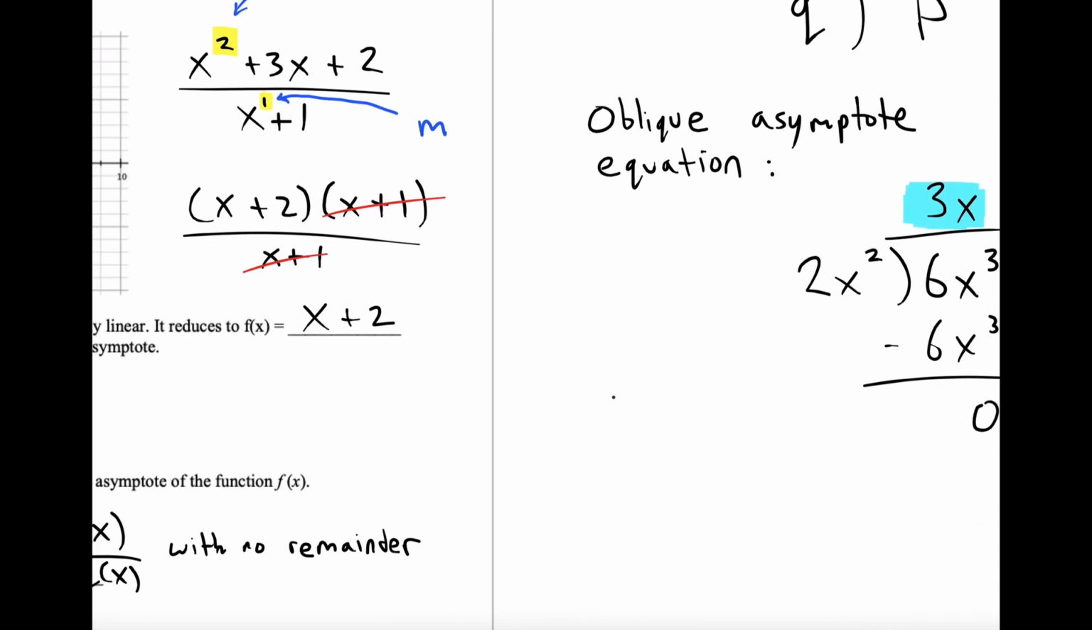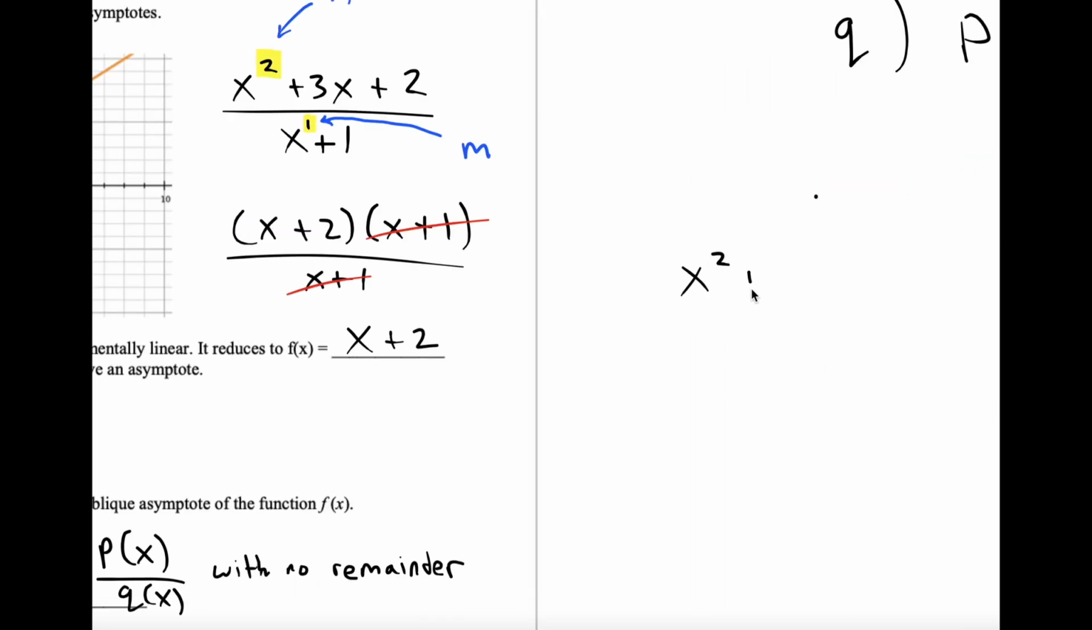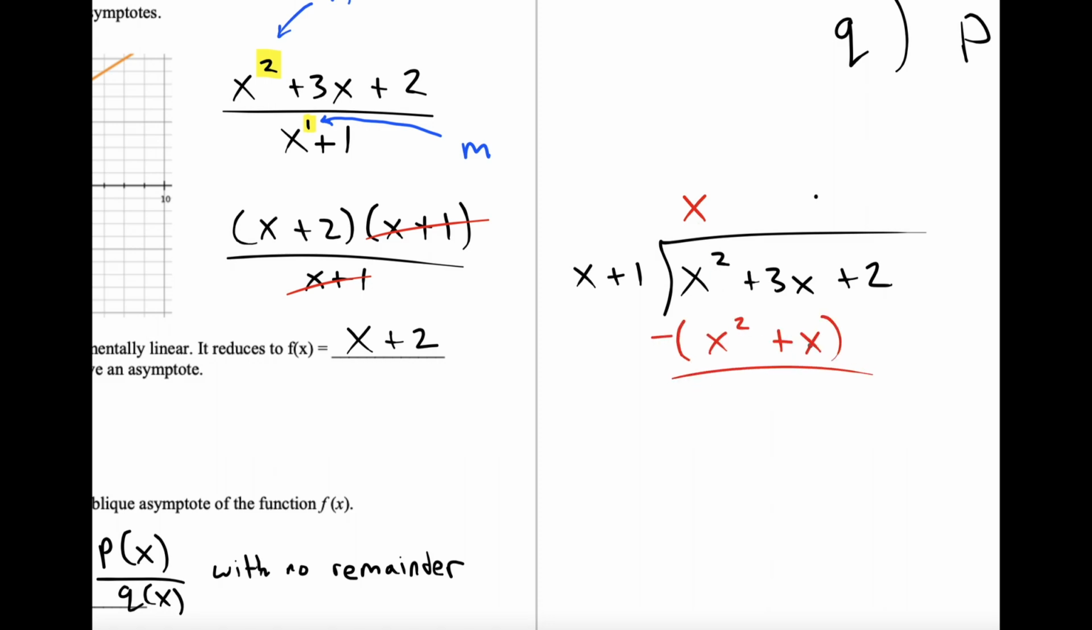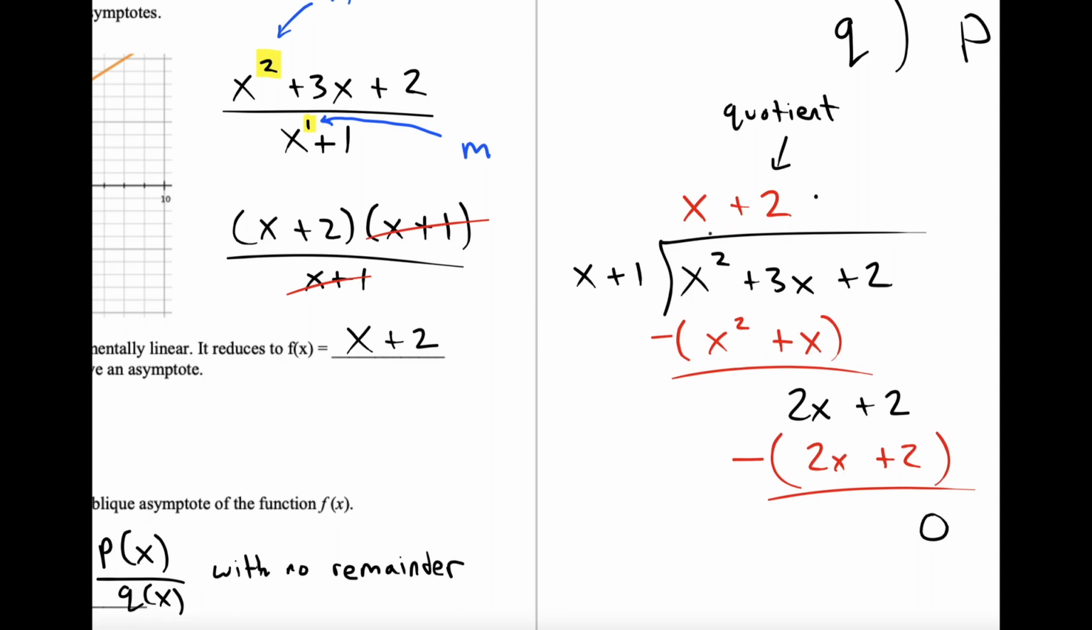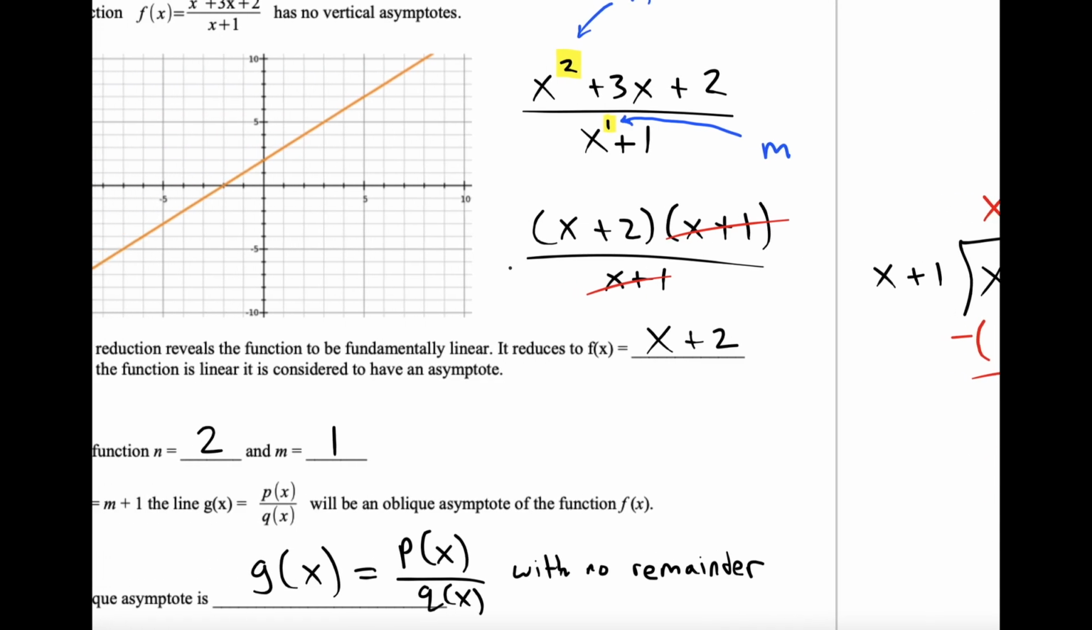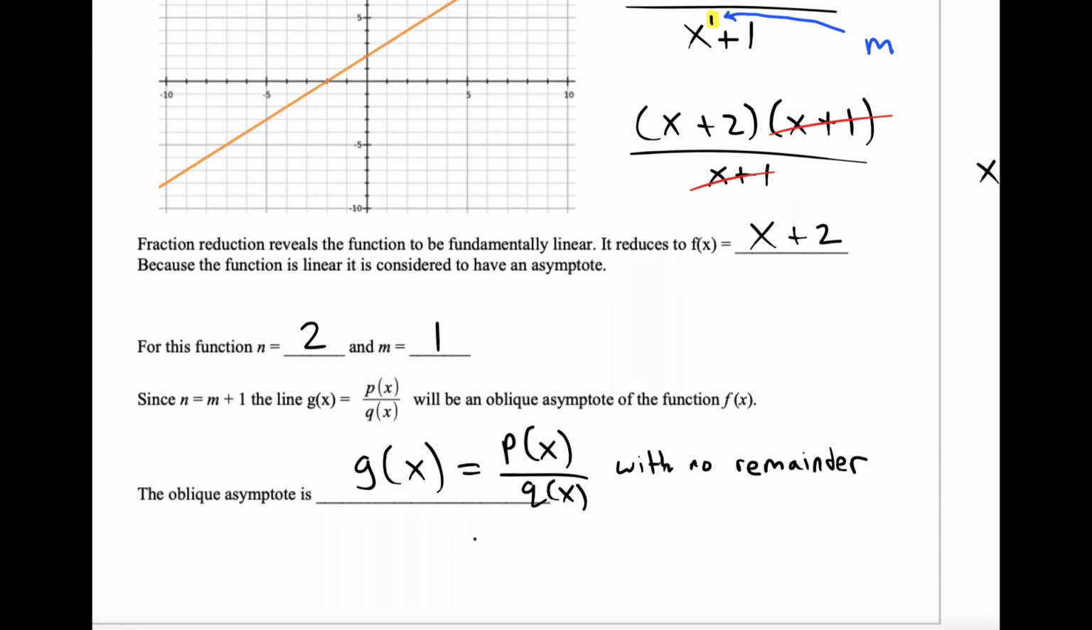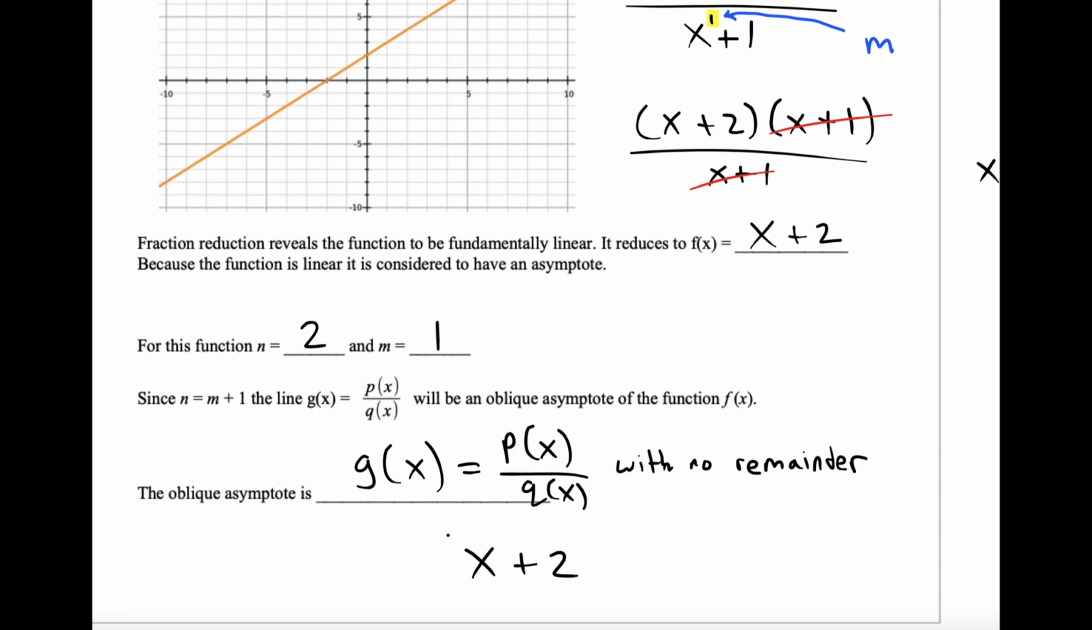Okay, so let's divide these two on the side. X times x makes x squared. 3x minus x makes 2x. X times 2 makes 2x. And we get a remainder of 0. And our quotient here is going to be the oblique asymptote. So it's x plus 2.